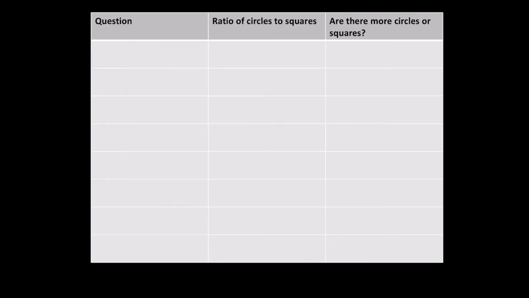Okay, so I have A, B, C, D, E, F, G, and H here. And if I'm looking at the ratio of circles to squares here, I have my circles to squares here, right? I have 2 circles to 1 square. Just looking at your worksheet, right? And which one do I have more of? I have more circles.